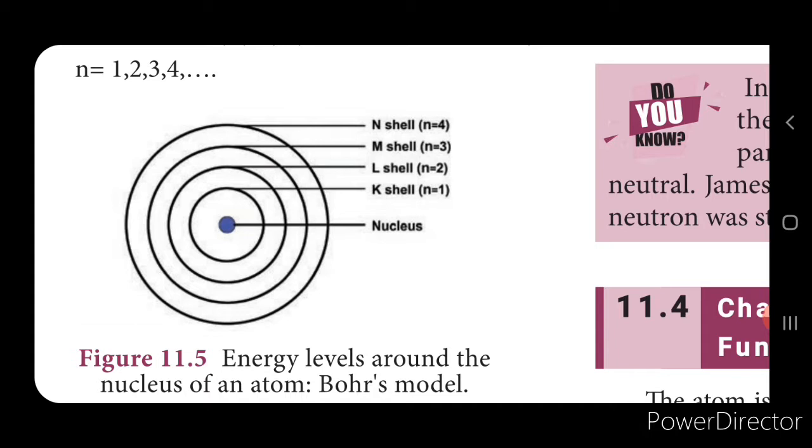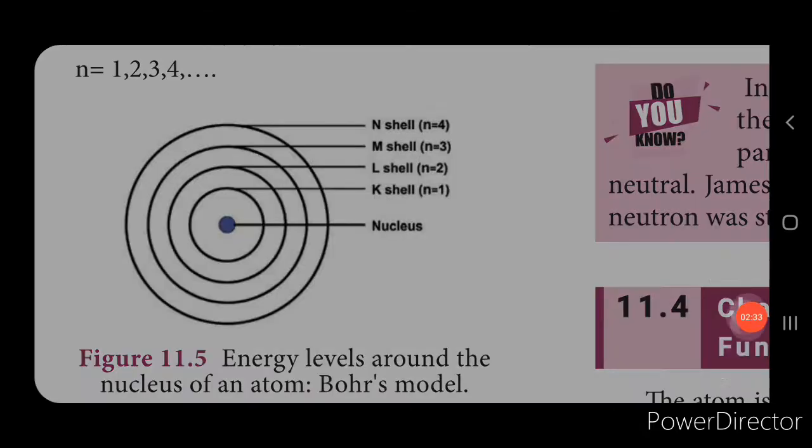The orbit which is close to the nucleus, that is K, will have the least amount of energy, and the electrons present in it will be called K electrons, right? Similarly, the electrons in the L shell are called L electrons, right? So Bohr called these energy levels or energy shells.